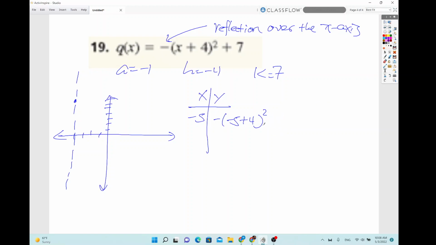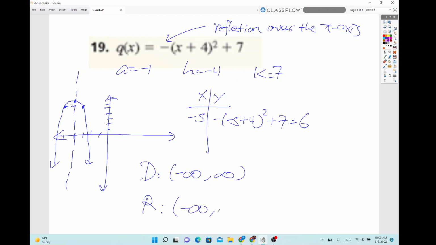So that'd be 6. Okay, so -5, 6. And then again, equidistance, 1 unit away, it's on the same level. So that means at -3, 6, that'd be another point. Connect the dots. So the parabola. Again, to find the domain, -infinity to infinity, and then the range, from the least to the greatest, -infinity all the way to 7.